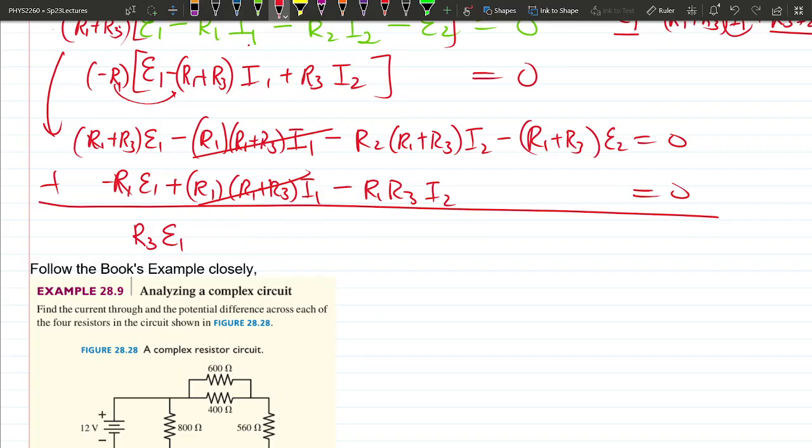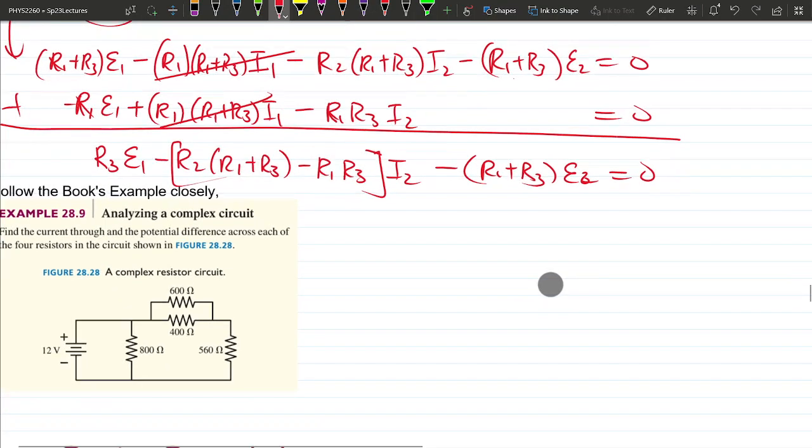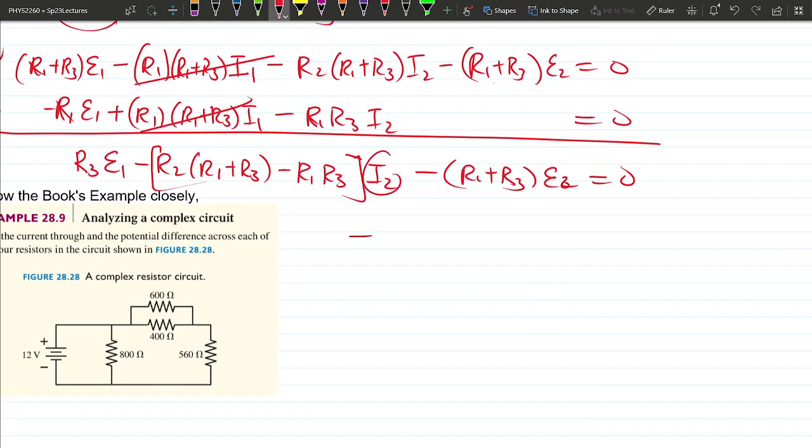This stuff here, we add them together, and we're going to have minus R2 times R1 plus R3, minus R1 times R3, all multiplied by I2. And you have the rest here, R1 plus R3 times EMF2 goes to 0. Then you solve this for I2, and I2 is going to be this long complicated thing.